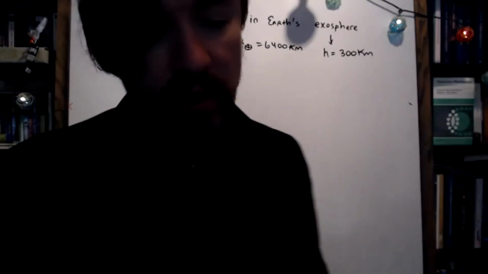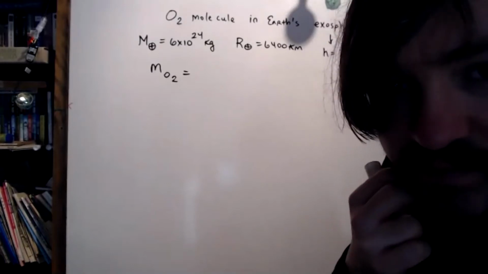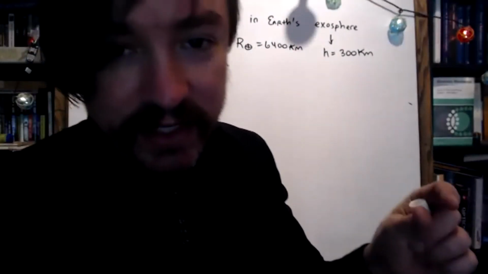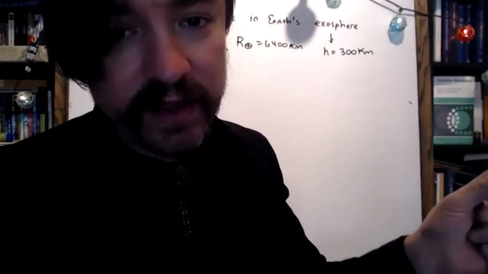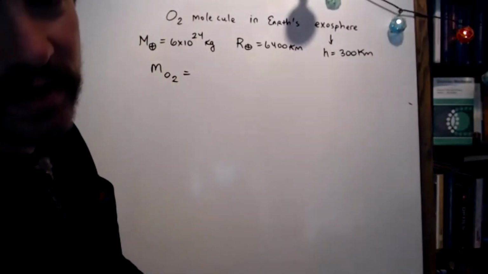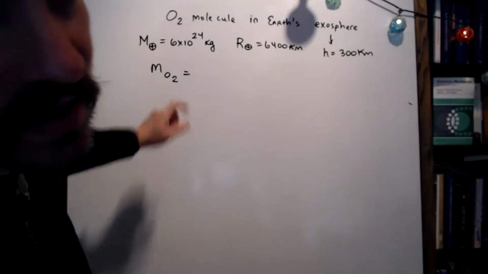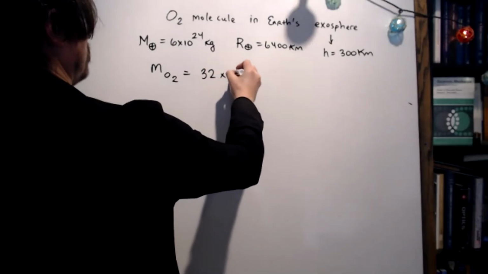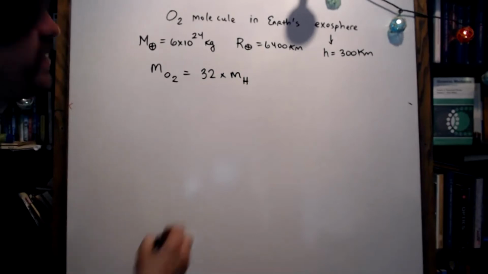Do you guys know how many protons are in an oxygen molecule? It's 8, right? Well, oxygen is atomic number 8. The most common isotope is 8 protons, 8 neutrons, which is 16 times that of a hydrogen atom. But if it's O2, there are 2 atoms. So 16 times 2 is 32. A molecule of oxygen is 32 times greater than hydrogen.